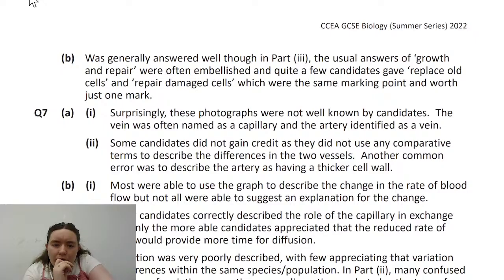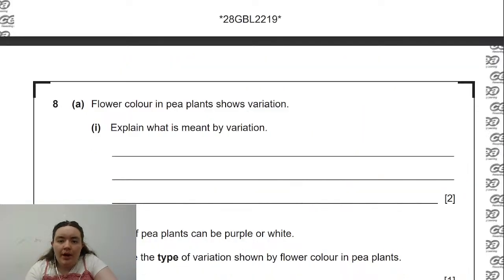So most were able to use the graph to describe the changes in blood flow, but not all were able to suggest the explanation. And many candidates correctly described the role of the capillary in the exchange, but only more able candidates appreciated the reduced rate of blood flow would allow for more time. Okay, so moving on to question 8.